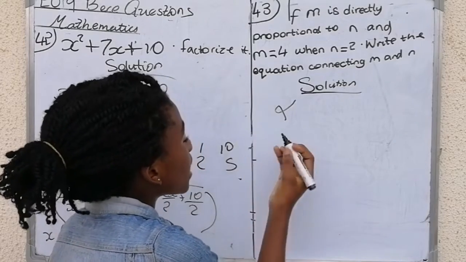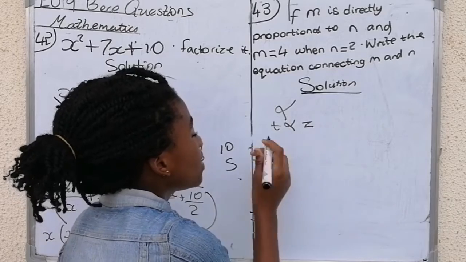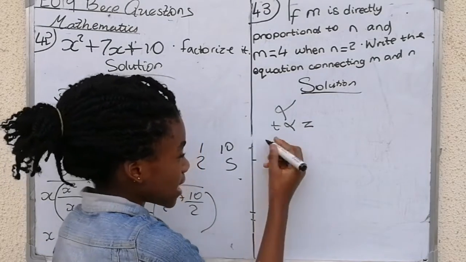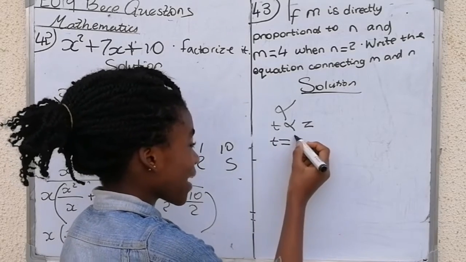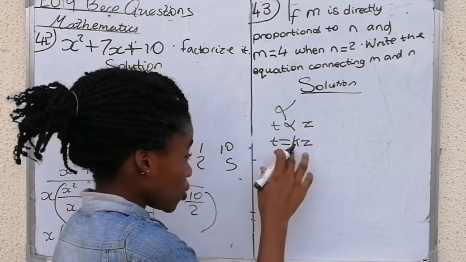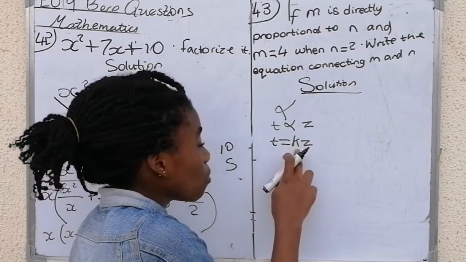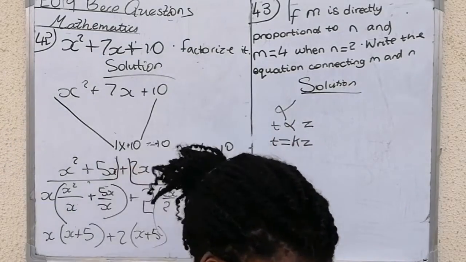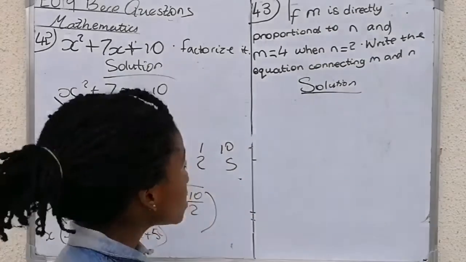So this is the sign for variation. If you write something like this, maybe t z, it means t varies z. And then if you want to write this as an equation, not symbolically, we say t equals kz. In equation in variation, k is always used when we are replacing the variation sign. So let me wipe this off and let's continue.